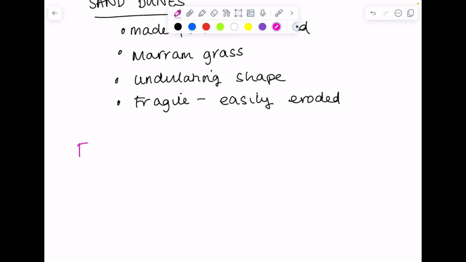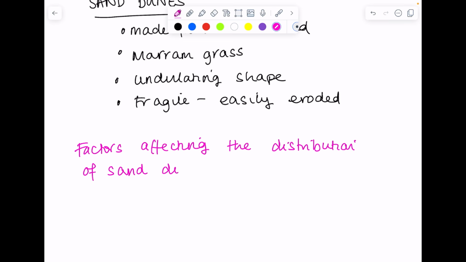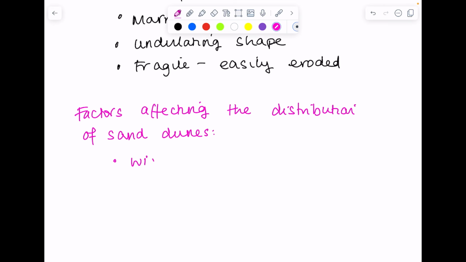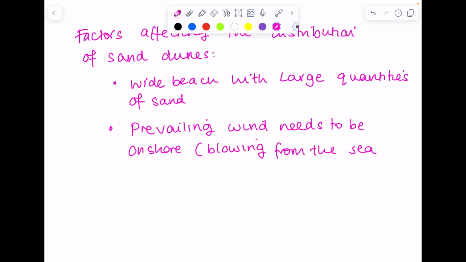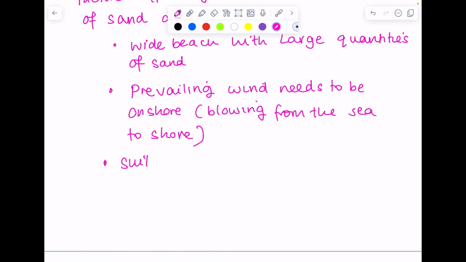What factors affect the distribution of sand dunes? First up, a wide beach with large quantities of sand is needed in order for a sand dune to form. So the prevailing wind needs to be onshore. That means blowing from the sea to the shore. And that's kind of obvious if you think about the fact that that sand needs to build up on the beach, and you need suitable locations for the sand to build up.